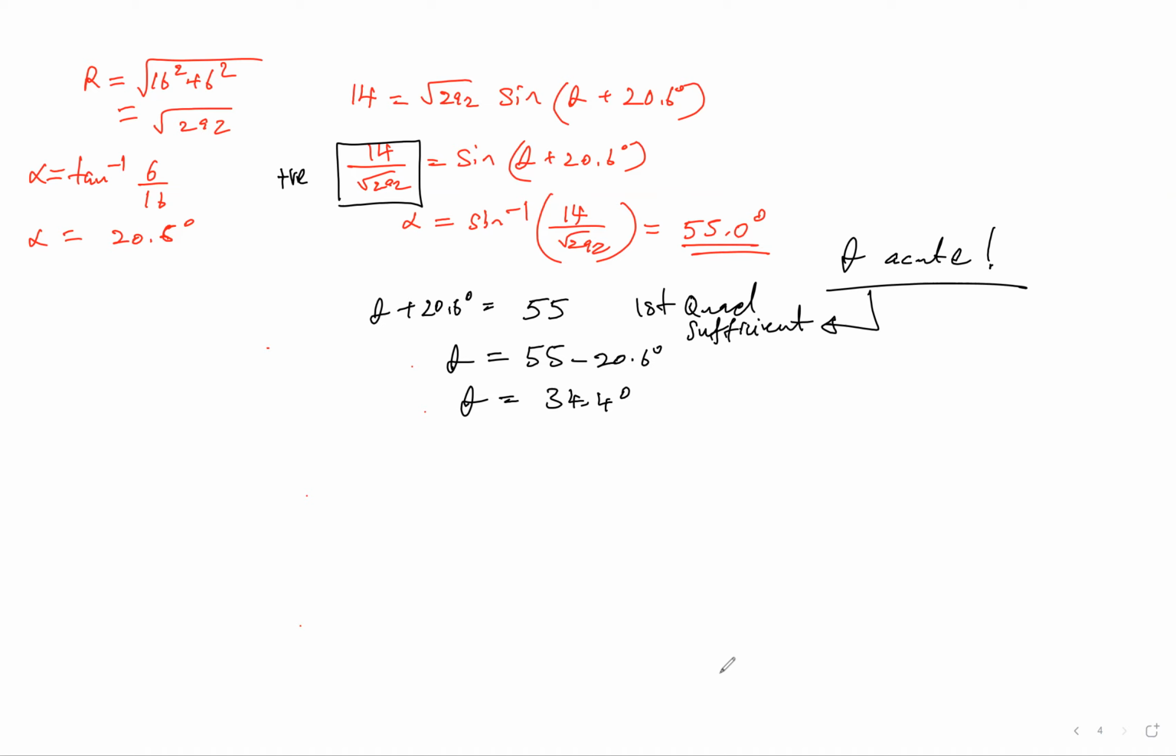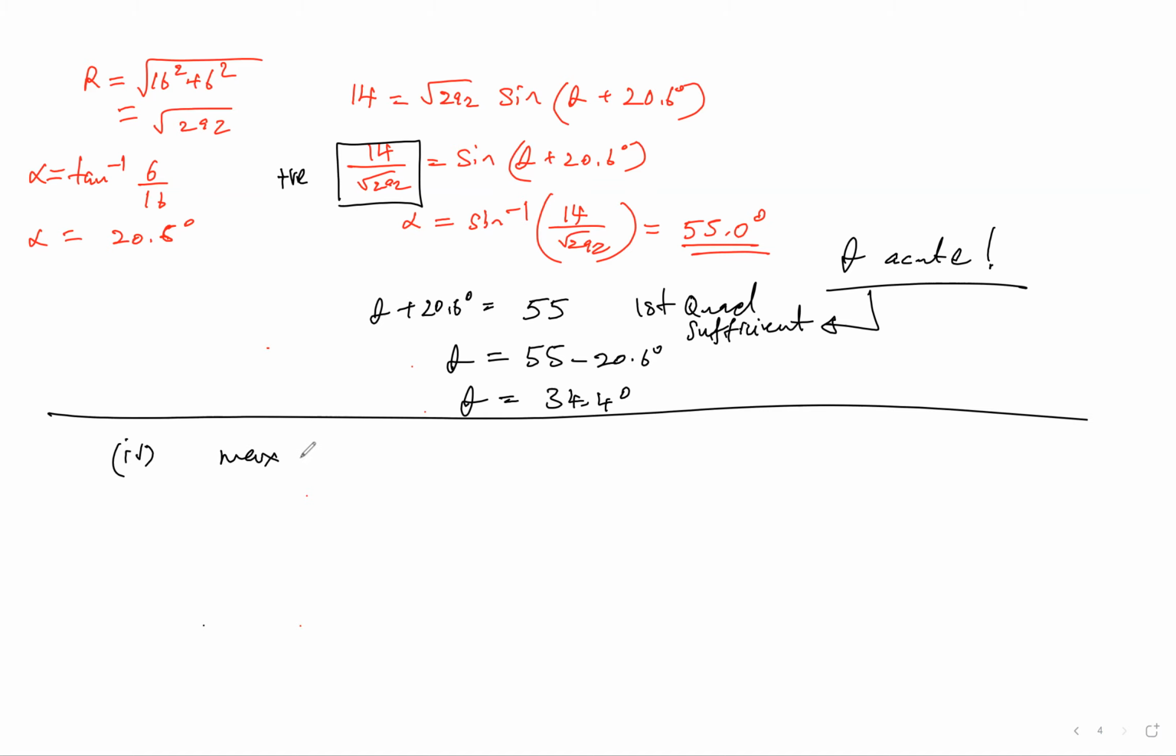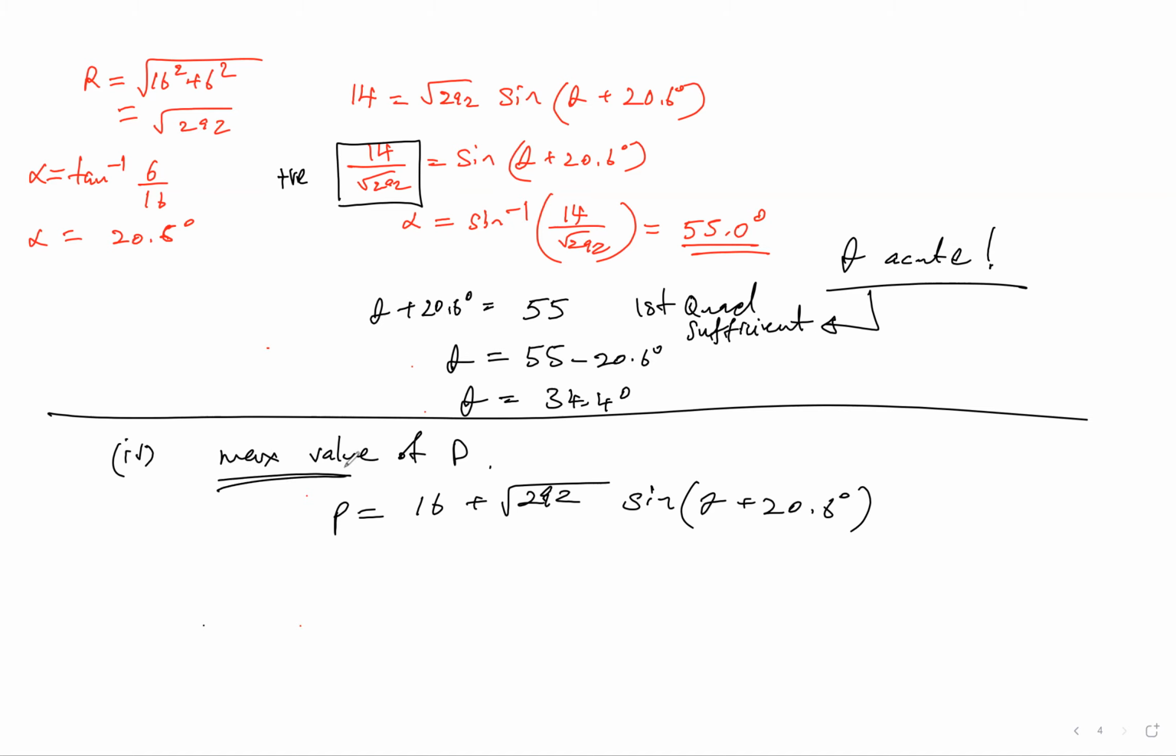Okay, so the fourth question, this is third. So the fourth one is they ask you for the maximum value of P. So how do we find the maximum value of P, guys? Let me recap. What is P equal to? 16 plus square root 292 sine theta plus 20.6. Correct? When this hits a maximum value, what would this become?